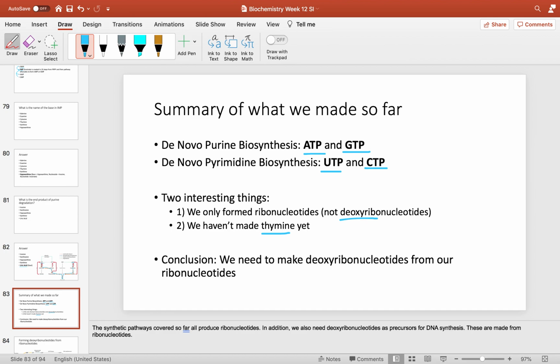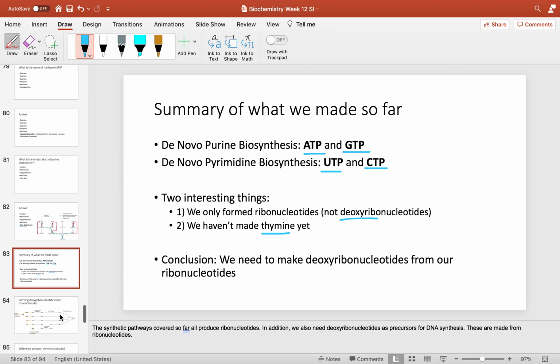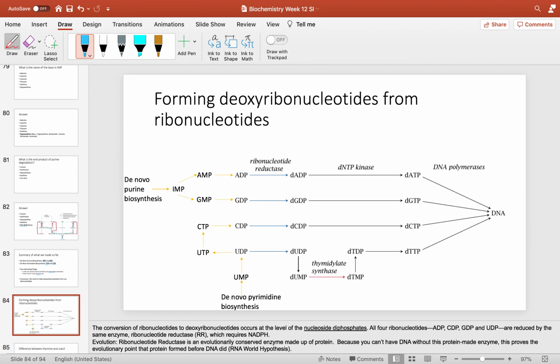So what does this tell us? This is a very important facet in this metabolism, that our deoxyribonucleotides are produced from our ribonucleotides. So the ribonucleotides come first. So this is sort of a diagram that explains how we create deoxyribonucleotides from the ribonucleotides that we just saw.